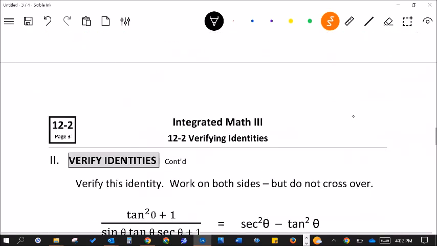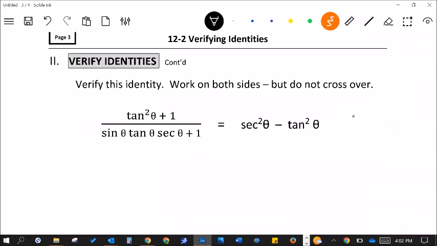So let's take a look at another one that does something different. We're going to verify this identity. Usually, I would immediately take everything and put it into sine and cosine. But I see what looks like a Pythagorean identity, and it actually is. Tangent squared theta plus 1 is equal to the secant squared of theta. So I am going to do the secant squared of theta. I should have said squared before, right? Secant squared theta.